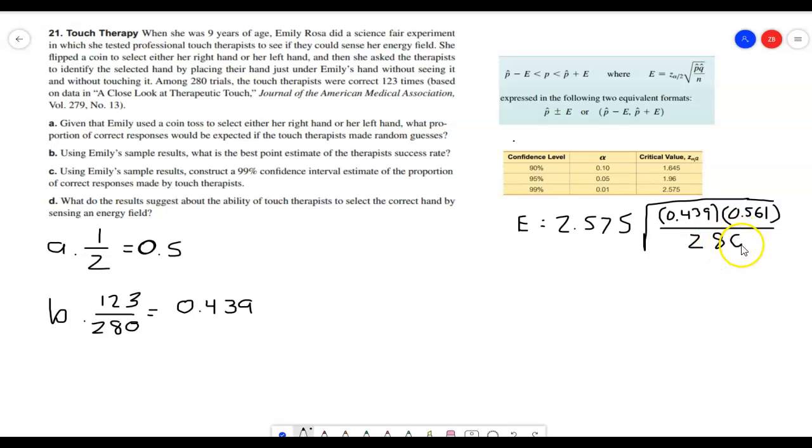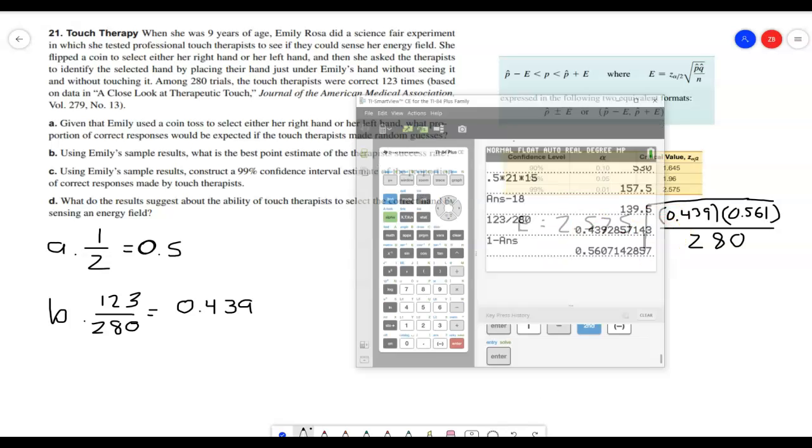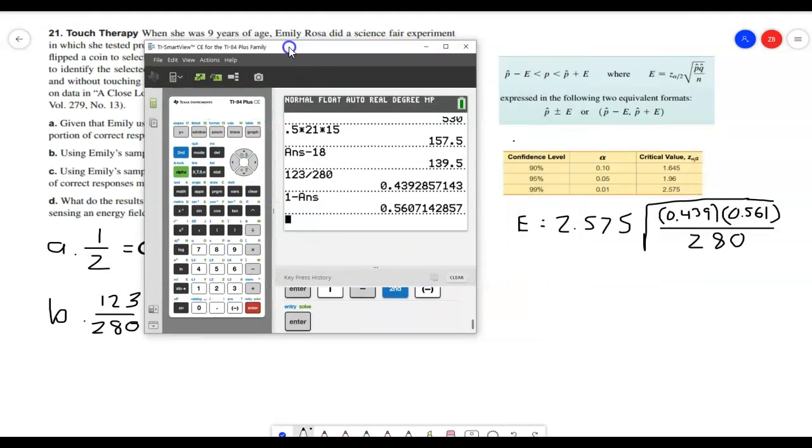All right. So last time I did this separately. First I did this product, and then I did the division, and then I took the square root of that answer, and then I did this product here. This time I'm going to do it all in one step because I'm using a graphing calculator, which we should all have.